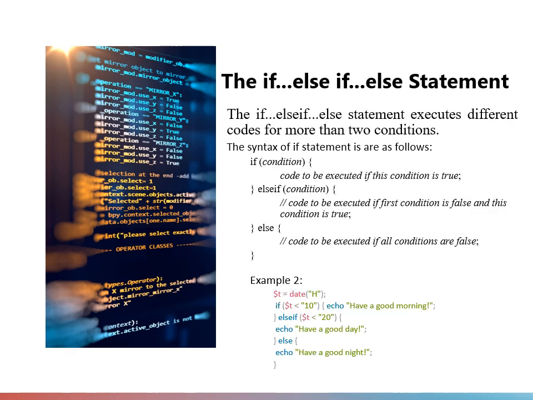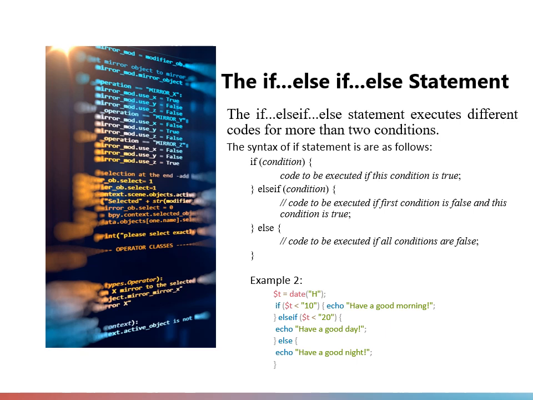Now, let's look at another form of if, which is the if else if statement. This statement executes different codes for more than two conditions. So when you have multiple conditions, say from a group of colors, you want to check, the if else if statement is the best option to use. The syntax is as follows. If condition one, code to be executed if the condition is true, else if, that is the second condition, comes in if the first condition is not true. Code to be executed if the first condition is false and this condition is true. Else, code to be executed if all conditions are false. So that is the structure.